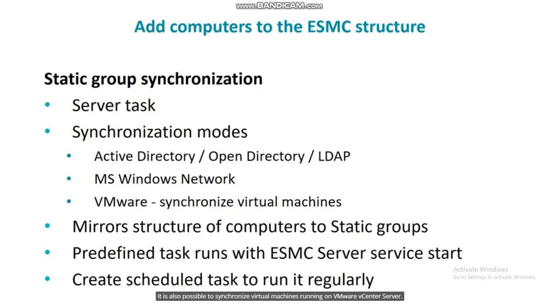It is also possible to synchronize virtual machines running on VMware vCenter server. Static group synchronization task mirrors the structure of groups and computers to static groups and computers in ESMC Web Console. By default, synchronization task is executed at ESMC server start. To track changes in computer structure, it is useful to create a scheduled task and let it run regularly.